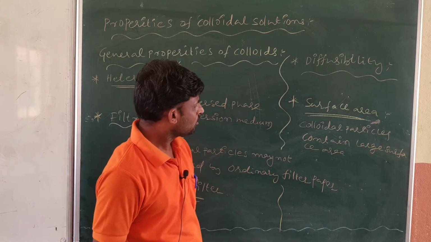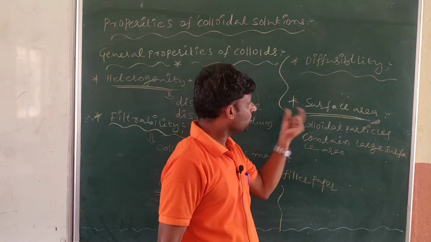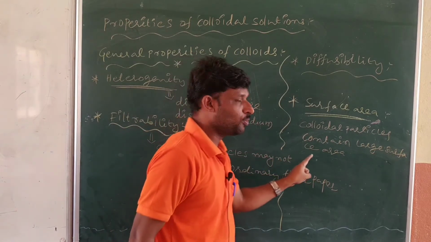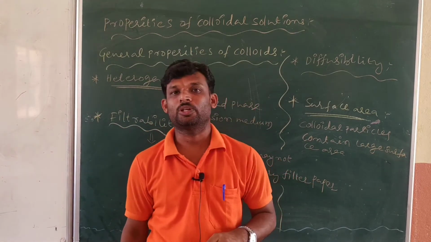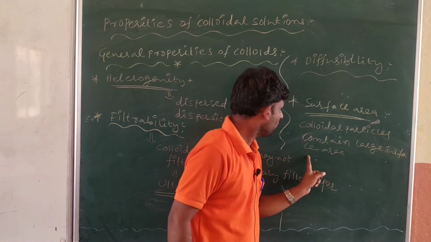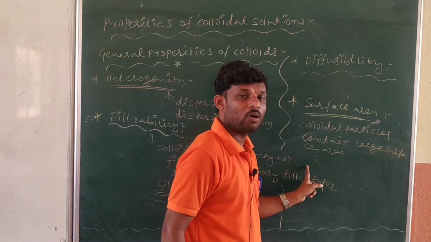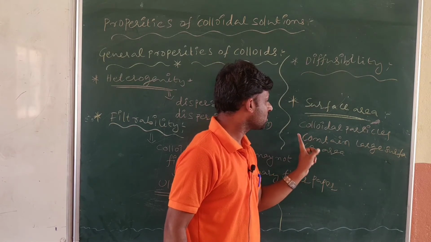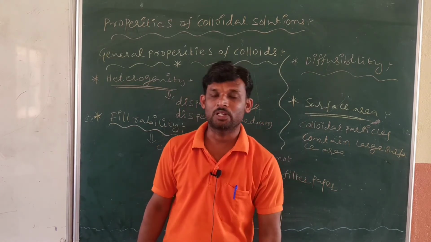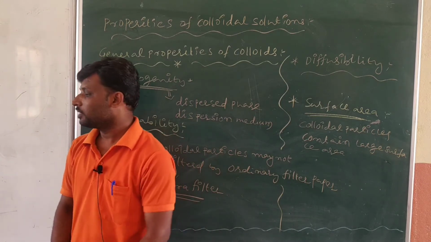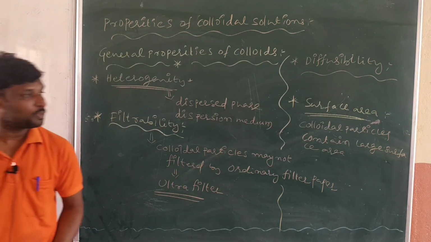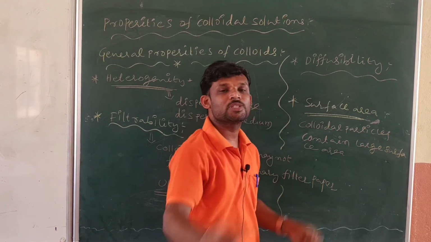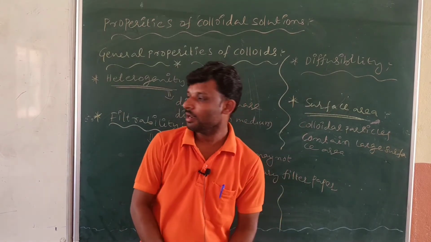So due to the large surface area, adsorption takes place more in the colloidal solution, on the surface of colloidal particles. Why? Because the colloidal particles contain a large surface area. So simply, foreign materials will come and occupy the surface area of colloidal particles.